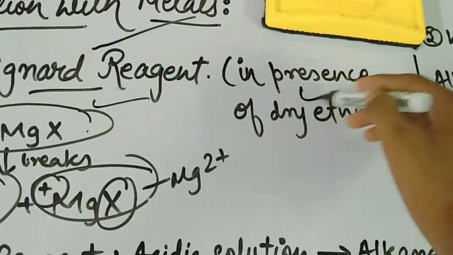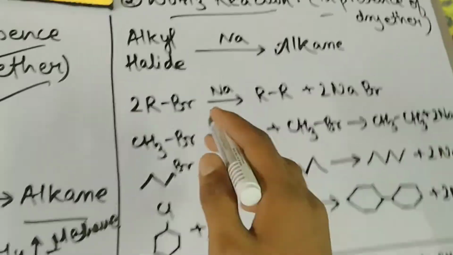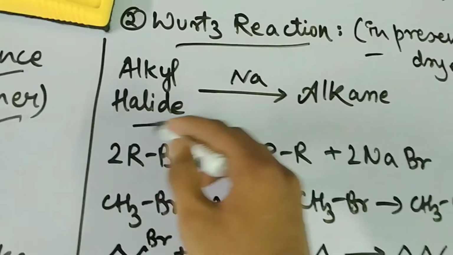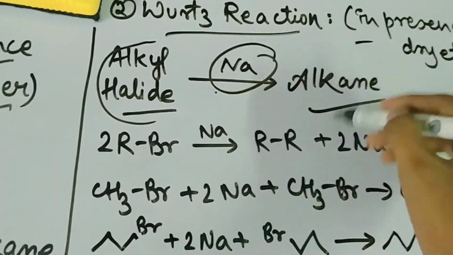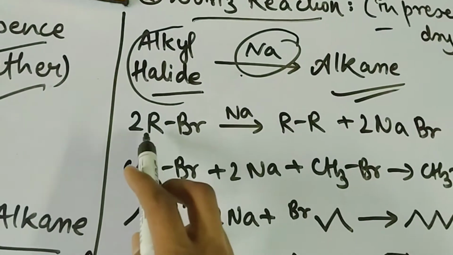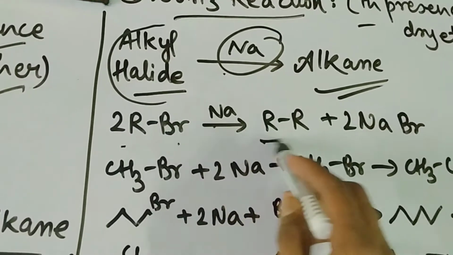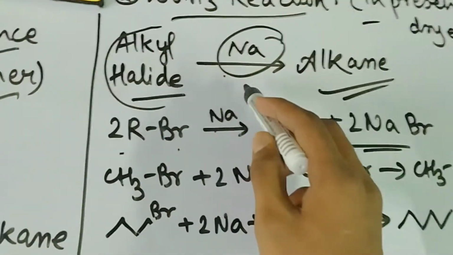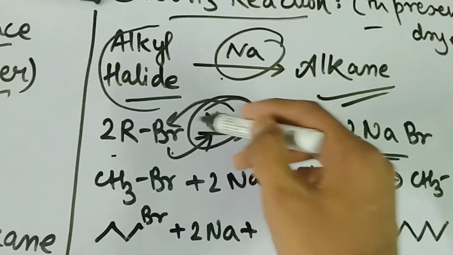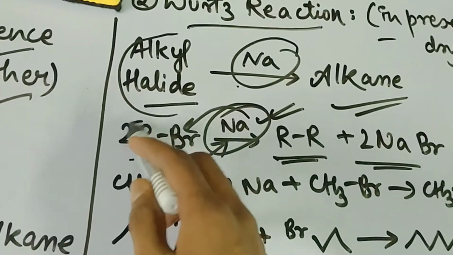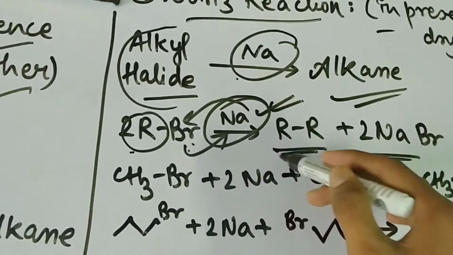Why we use the Grignard reagent in the presence of ether, and the Wurtz reaction in the presence of ether, I'll be discussing here. First we discuss the Wurtz reaction. The Wurtz reaction says that the alkyl halide reacts in the presence of sodium, and we get an alkane. 2RBr in presence of Na, and we get the alkane and the remainder. Na brings out the bromine, the bromine gets attached to sodium, and the 2R is free from the Br, and we get the alkane.